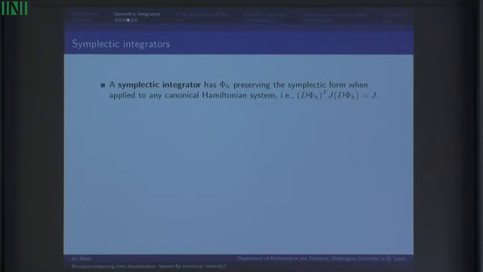All right, so what are symplectic integrators? Symplectic integrators are one-step methods where this approximate flow, right, the flow of the numerical method, also preserves the symplectic form whenever applied to a canonical Hamiltonian system. Right, so if I apply the method to a Hamiltonian system, I have this property of the Jacobian of the flow map being symplectic.